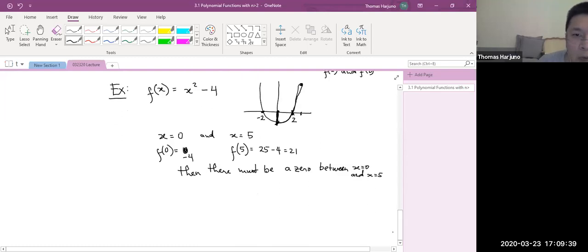In fact, this is quite important. The converse of the intermediate value theorem is not true. What I want to say is the converse. Let me write it down. The converse of the intermediate value theorem is not true.